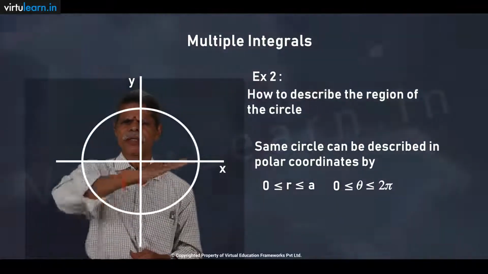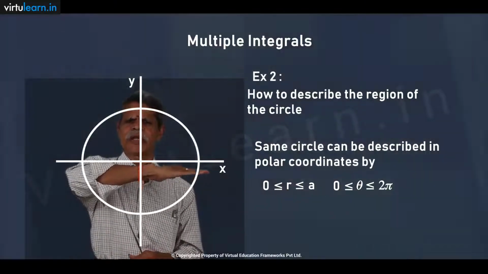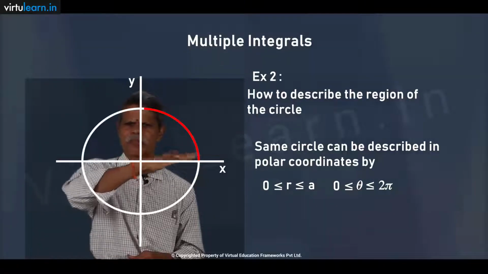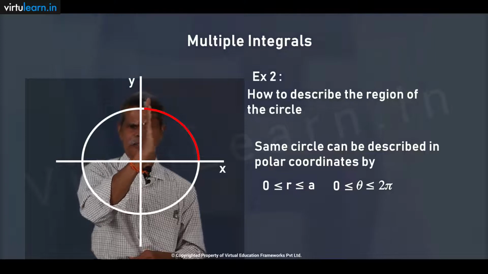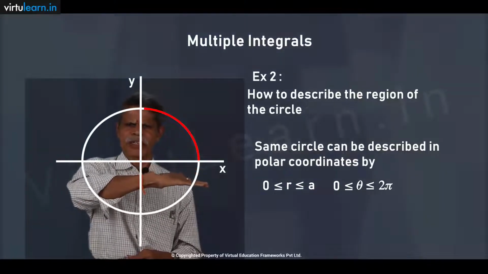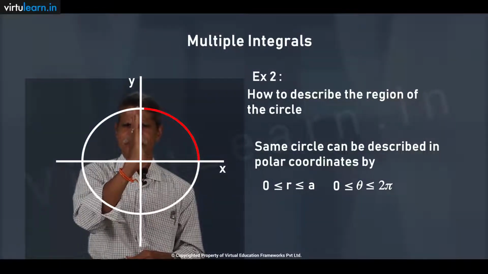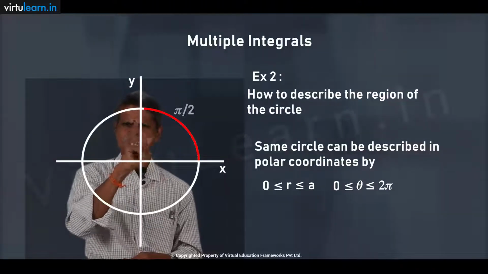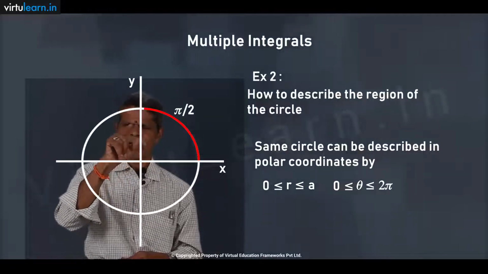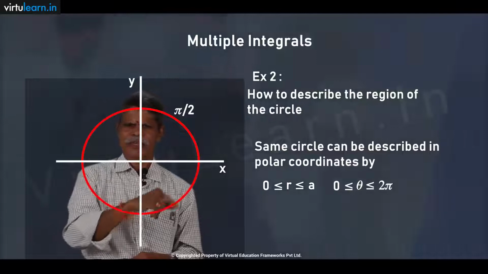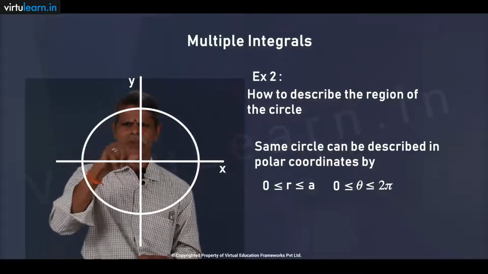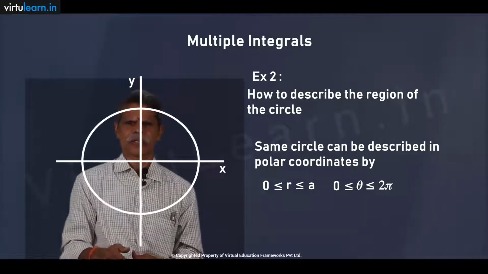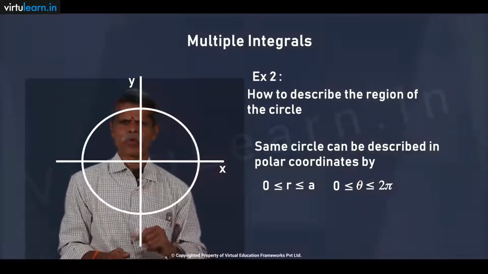Coming to theta, theta is always measured anti-clockwise starting from the initial line or positive direction of x-axis. From the positive direction of x-axis to the positive direction of y-axis, it will be pi by 2 radians. Proceeding in a similar fashion, when you go from 0 to 2 pi, we will be able to cover the whole region of the circle. So these are the limits in polar coordinates.